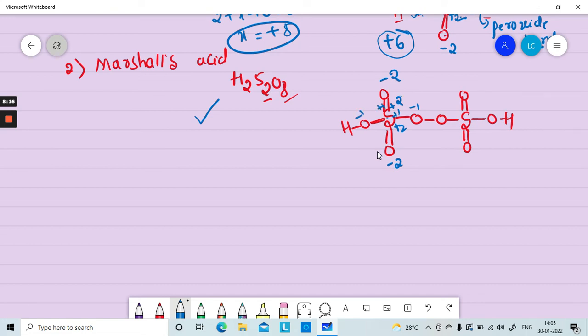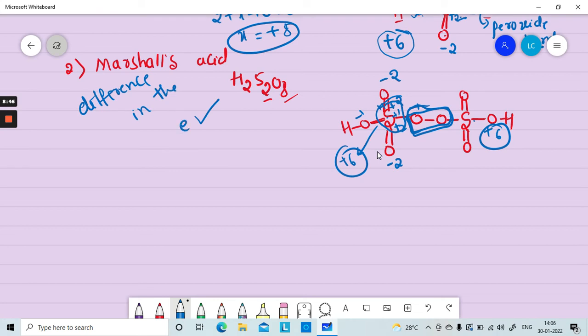Yes, your answer is absolutely right. You can see here, this oxygen is bonded with two bonds, that's why it will get minus 2, and the sulfur will get plus 2. This is minus 2, plus 2, minus 1, plus 1, and this oxygen bonded with one bond, minus 1, plus 1. So in total plus 2, plus 1, plus 1, plus 2. That is nothing but plus 6. And this sulfur also has the same structure. That's why this sulfur also has plus 6 oxidation state.